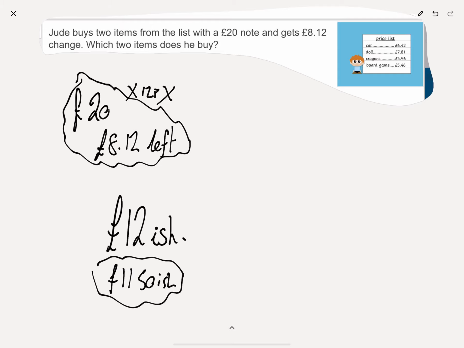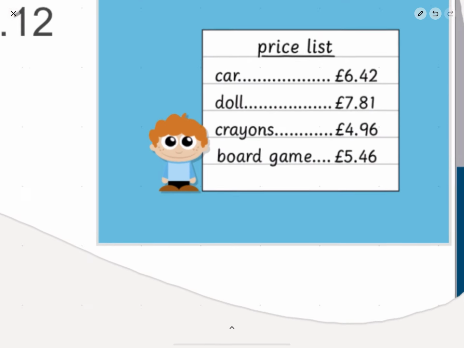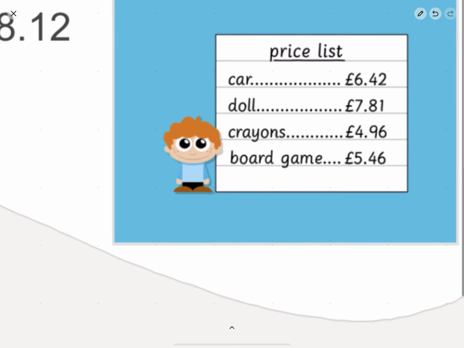But what I'm going to do now is go back to it and look for the calculations that are going to add to roughly 11.50, £12. Because if there's one that's too small or one that's too big, then it's obviously not that, is it? So that's your method for this question. It's trial and error, but narrowing it down.